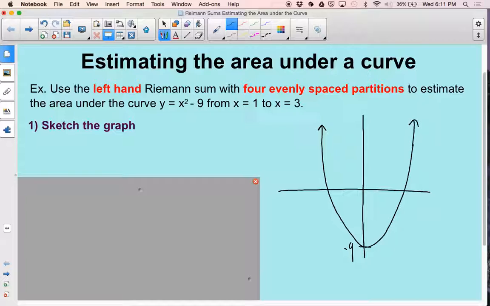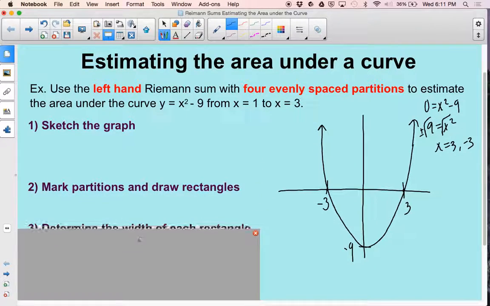All right, now I want to know where it hits the x-axis so that when I'm making my rectangles, I know where I'm drawing them to. So I'm just going to think real quick about x-intercept, that means 0 equals y. So if I add 9 and I take the square root, I get plus or minus 3. So I know that it hits here at 3 and here at negative 3.